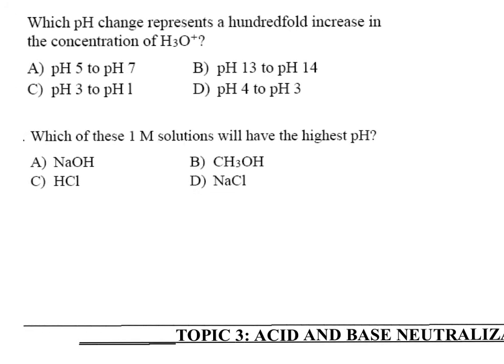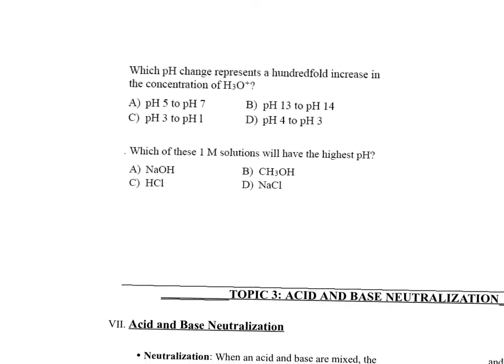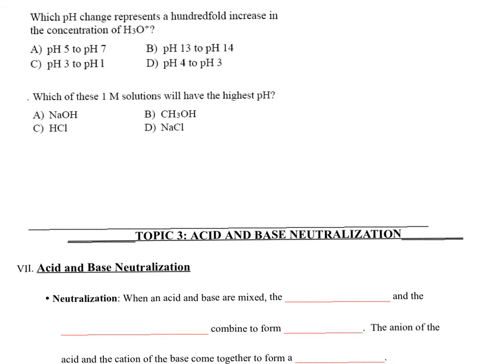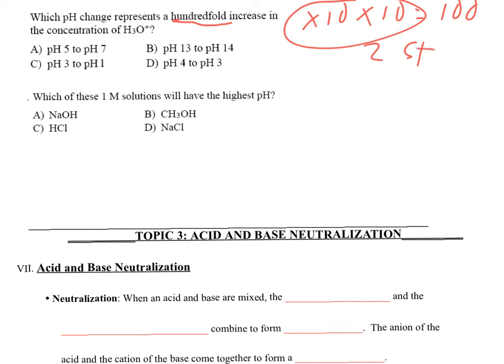It says, which pH change represents a 100-fold increase in the concentration of H3O+. All right, so this is going to be this fold question again. So we're talking about a 100-fold increase. That means we're doing times 10 twice, right? 10 times 10 is 100. That means 2 steps on the pH scale. So that means we need to have something change by 2 steps.